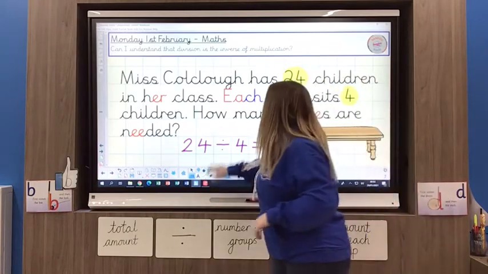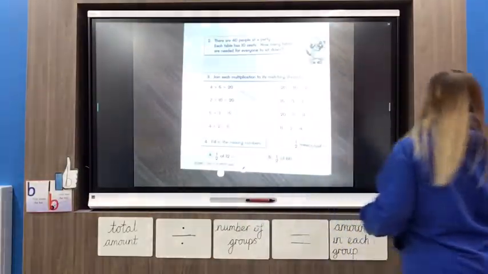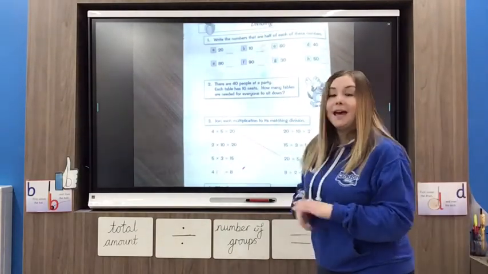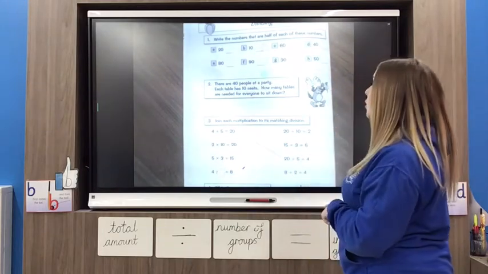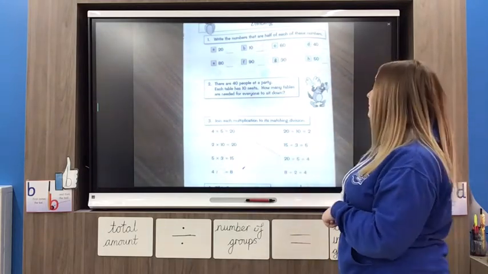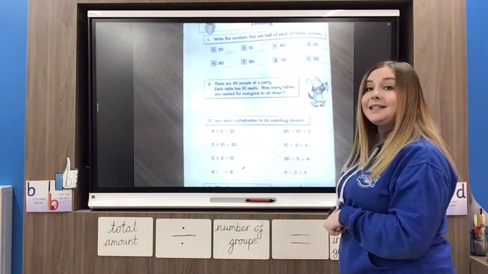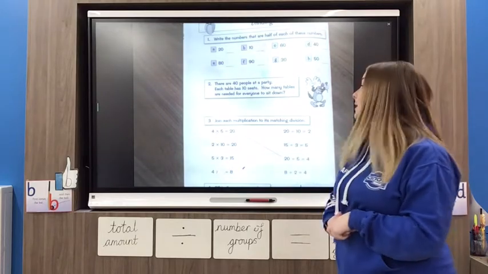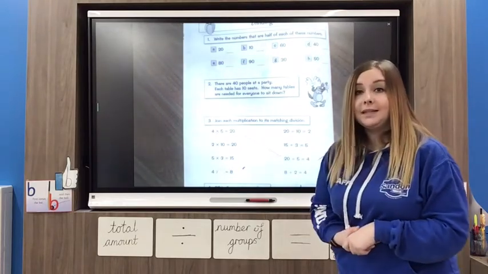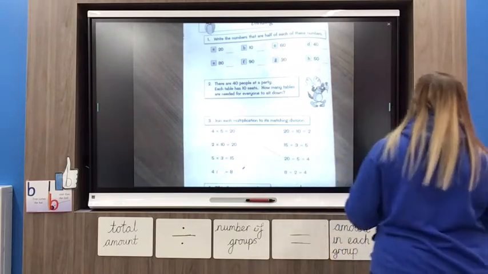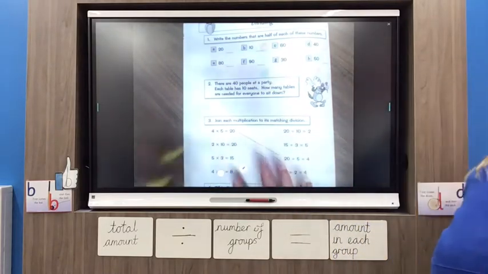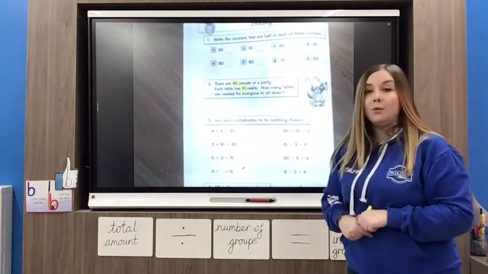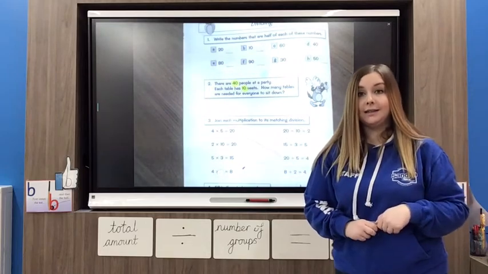So now you're going to do your final question on today's page, which is another word problem. And it says, there are 40 people at a party. Each table has 10 seats. How many tables are needed for everyone to sit down? So let's find our key information. 40 divided by 10. And I want to see your answers. Okay.